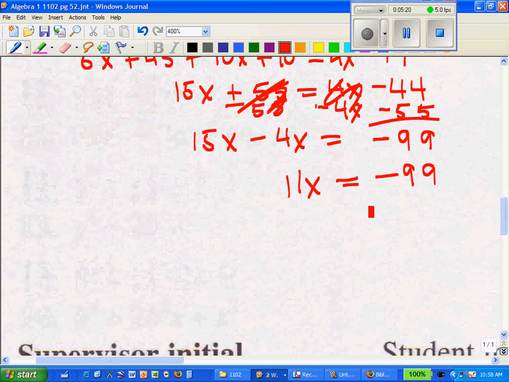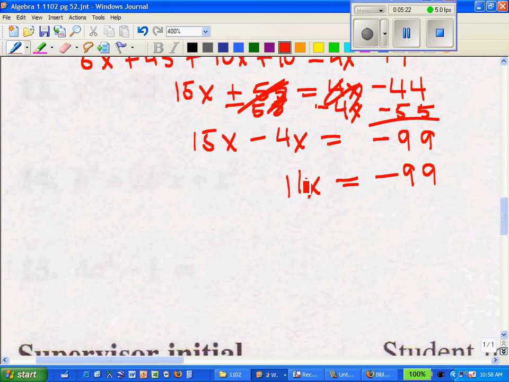And now I want to get x by itself, and so I want to get rid of the 11. So what do I do? Divide by 11, right? Divide by the coefficient of x. Again, remember, since the operation is multiplication, 11 times x, you use the opposite, which is division. The opposite of multiplication is division, so you divide by 11 to get rid of the 11. That leaves you with just x. And 99 divided by 11 gives you a negative 9.